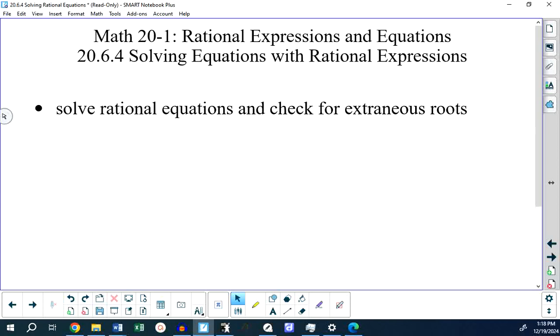So we're solving equations with rational expressions, and we're checking for extraneous roots. And don't forget that an extraneous root is best thought of as a solution to an equation that you get by following the rules of algebra, but it's just not really a solution. When we're solving radical equations, equations with square roots, we typically find out whether the solution we got is valid or not by putting it back into the original equation.